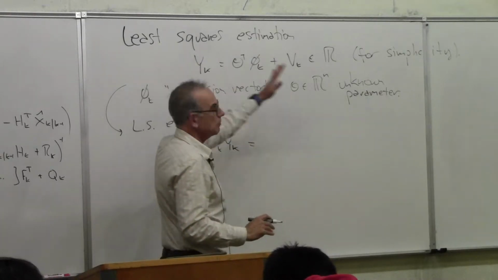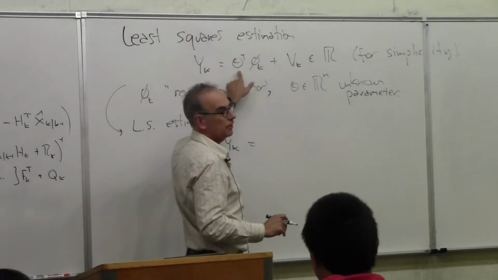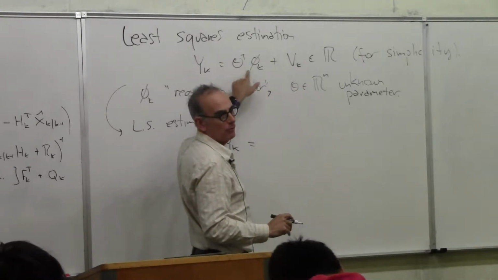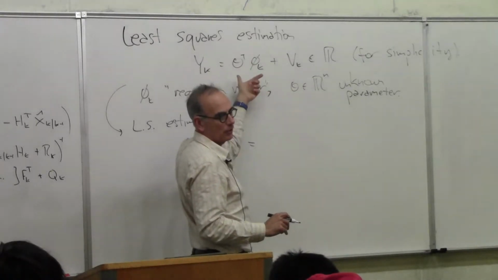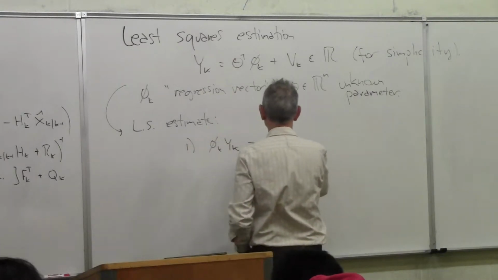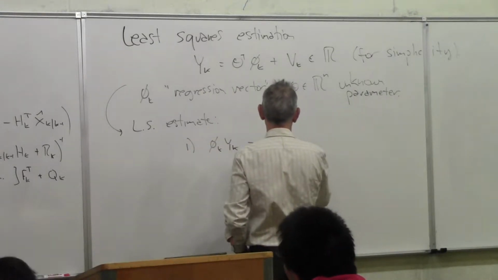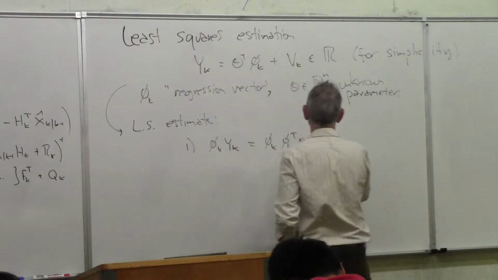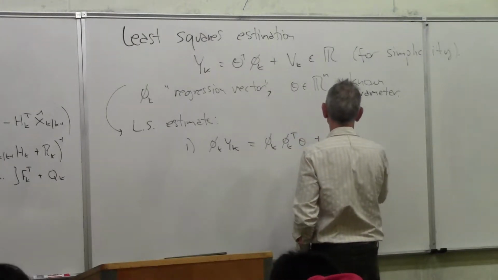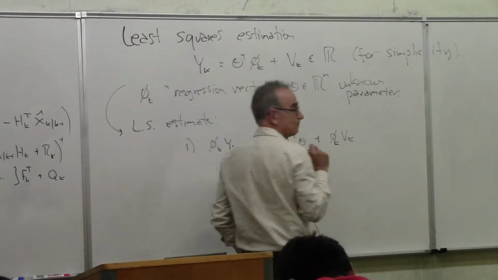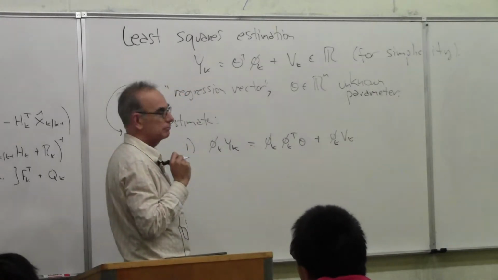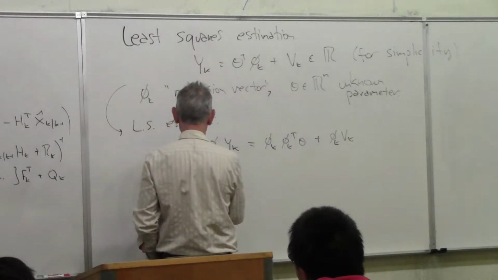So I'm going to multiply both sides by phi k, but I've written this in a really unfortunate way. I put theta before phi, but we know I can flip that around. Right? And then to sum.